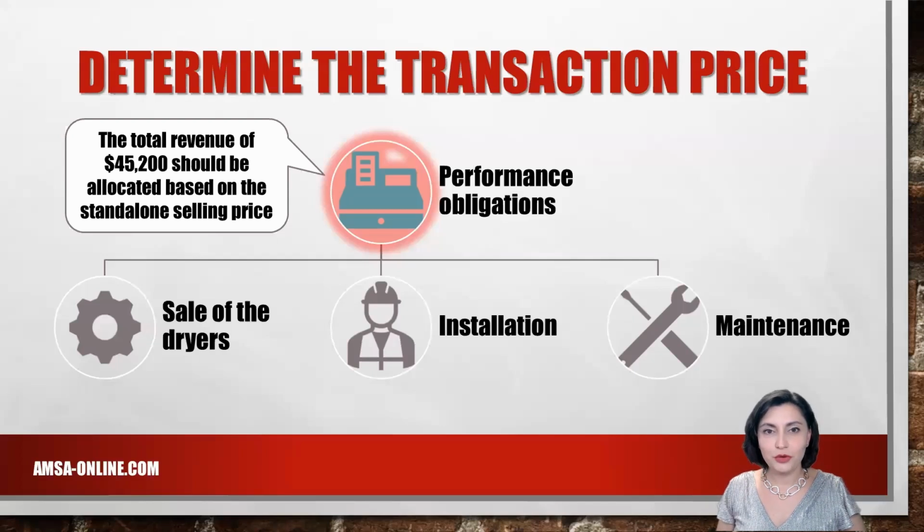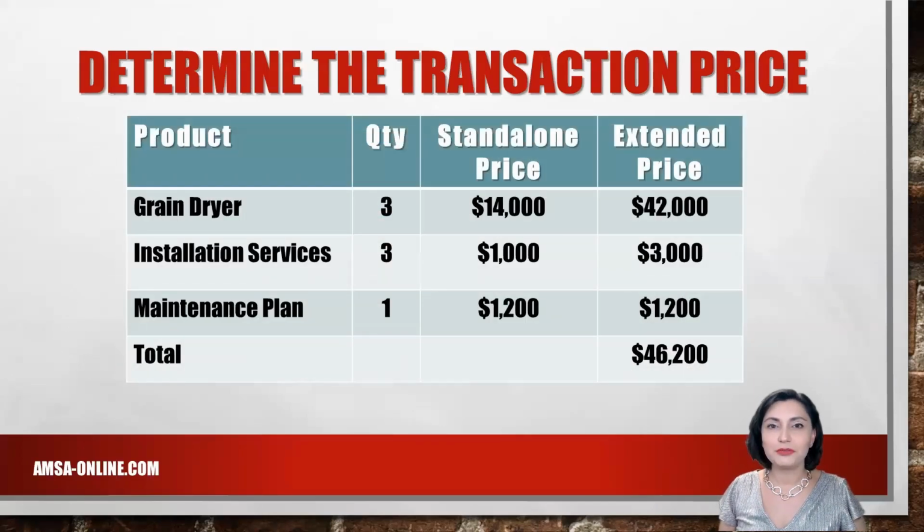The total revenue of $45,200 should be allocated to the performance obligations based on their relative standalone selling price. We have 3 dryers at $14,000. Total is $42,000. Installation services for 3 dryers, $1,000 each. The total is $3,000. The maintenance plan for 3 dryers is $1,200 for 3 years following installation.